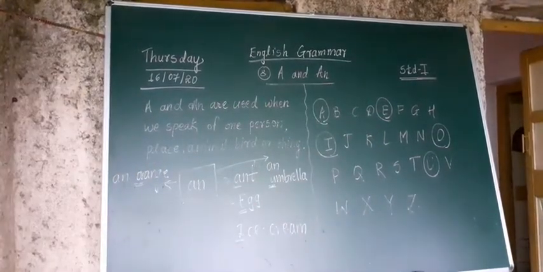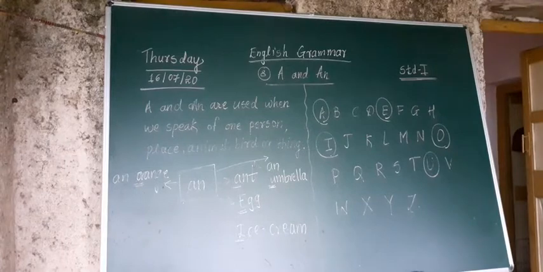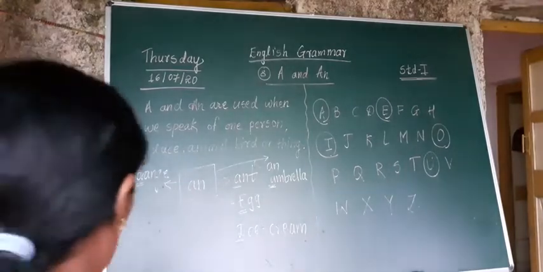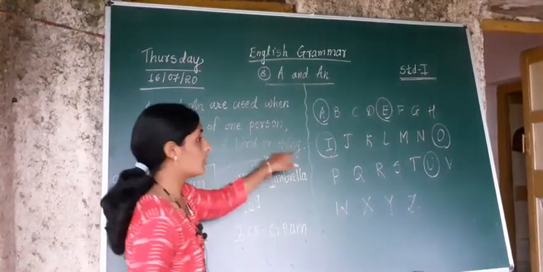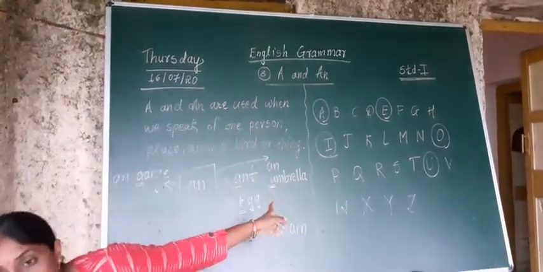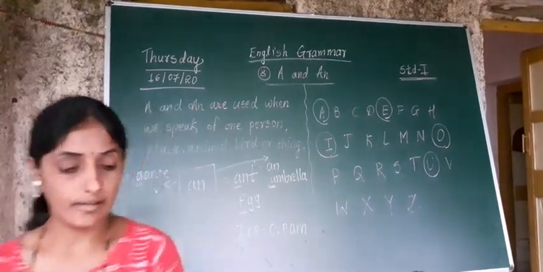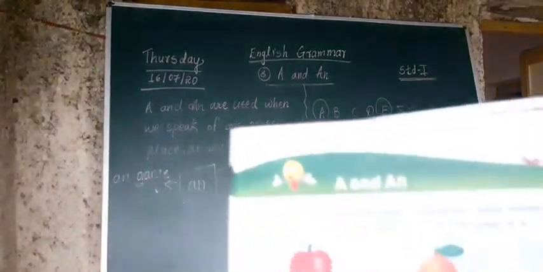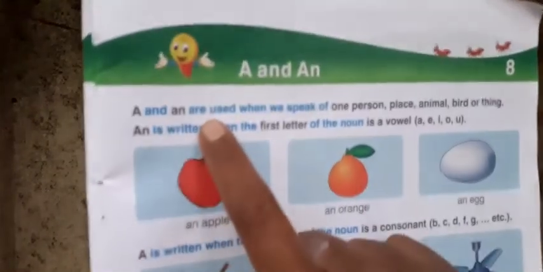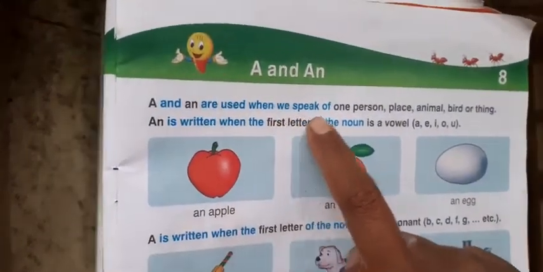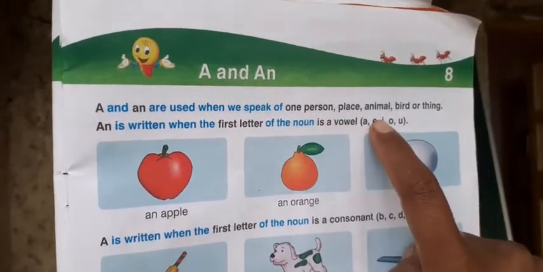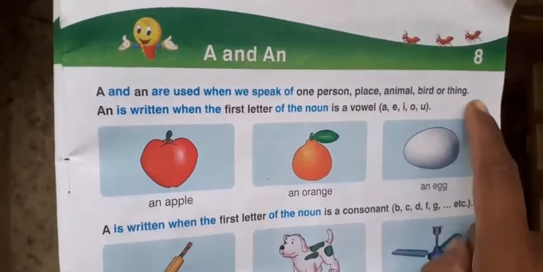Can you see on the board? A and an are used when we speak of one person, place, animal, bird or thing. If it is not possible for you to see on the board, I will show you in the book. See here, A and an are used when we speak of one person, place, animal, bird or thing.